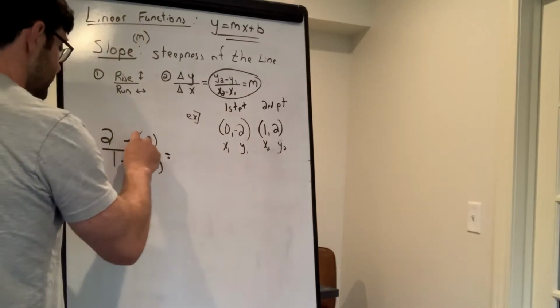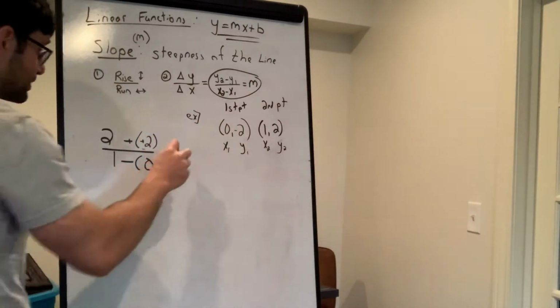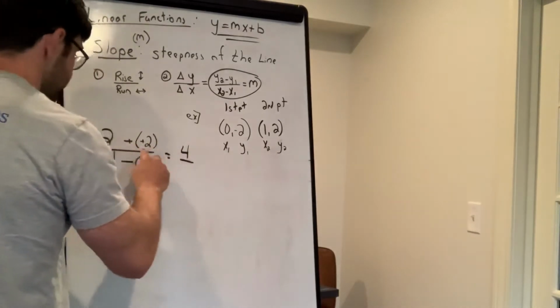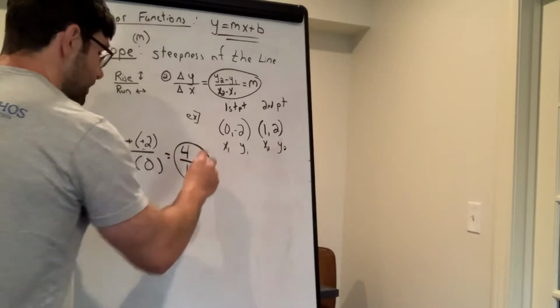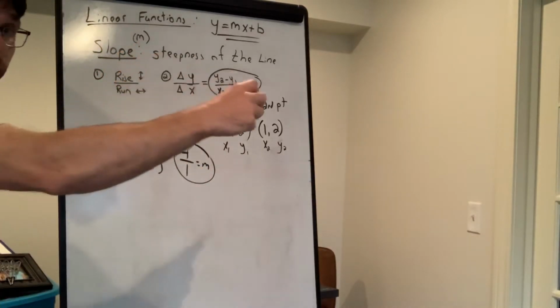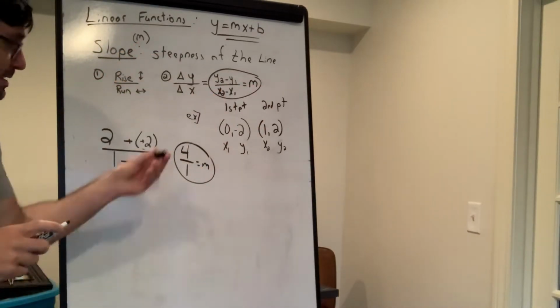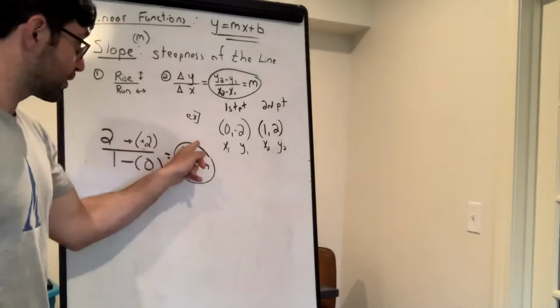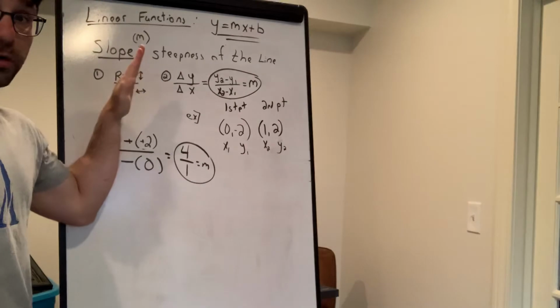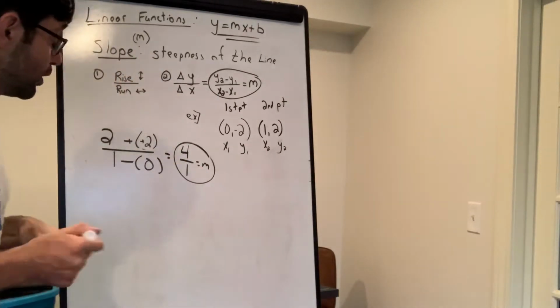2 minus a negative 2, well, minus a negative becomes positive. So that's 4 divided by 1 minus 0 is 1. So my slope means it's going up 4, running 1. Does that make sense? Is this positive? Sure. Positive means that it's going uphill. The bigger this number is, the more uphill that it's going to go.